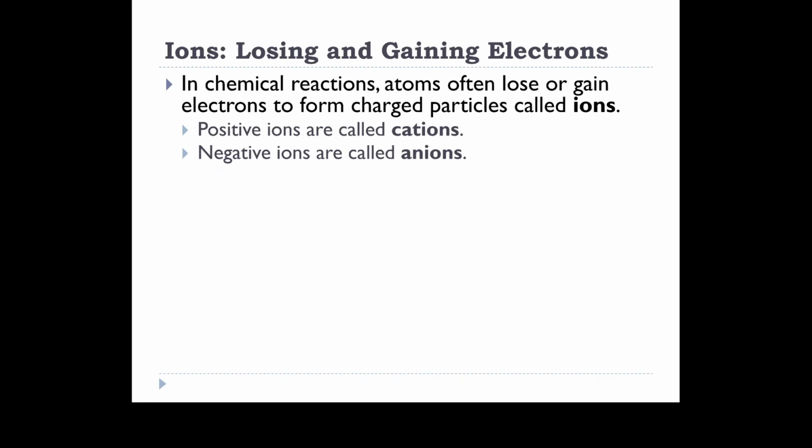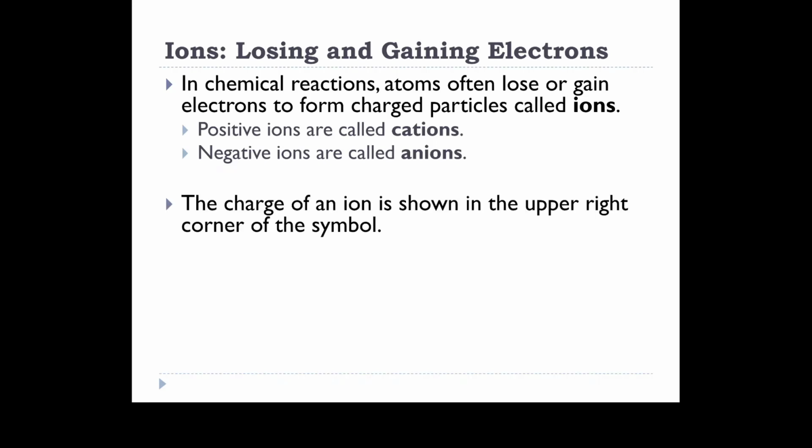So lots and lots of chemical reactions are going to be electron transfer reactions, where electrons are going to move from one thing to another. When they do that, we're going to make ions. When we have positive ions, we call them cations. And when we have negative ions, we call them anions. We usually see that written in the upper right-hand corner of our symbol.